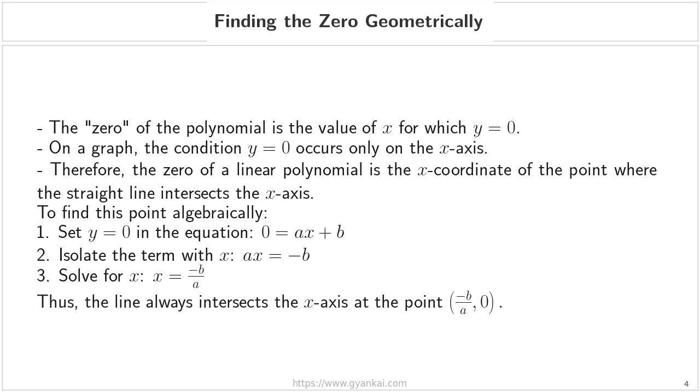So, to wrap this up, we can conclude that the straight line will always intersect the x-axis at the specific coordinate point, negative b over a, 0. Keep this formula in mind, because in the next slide, we are going to see how this works in a real-world scenario involving a prepaid gift card.